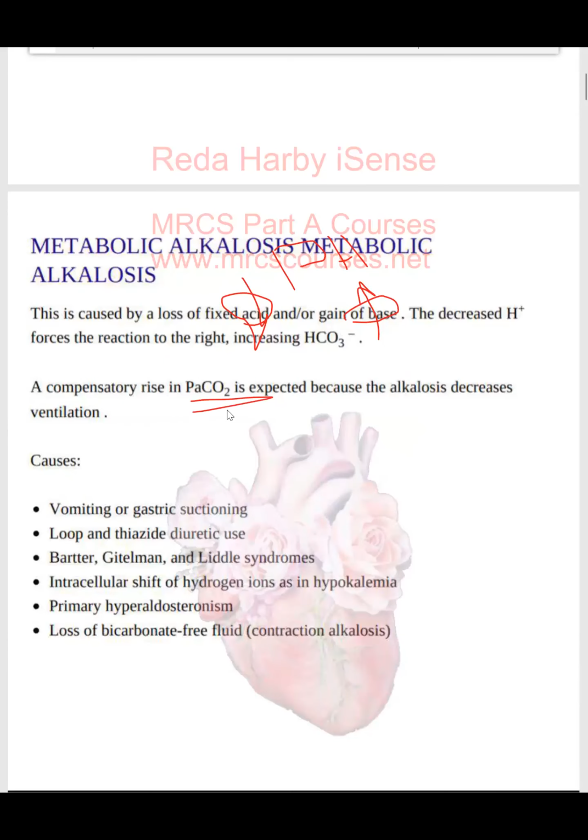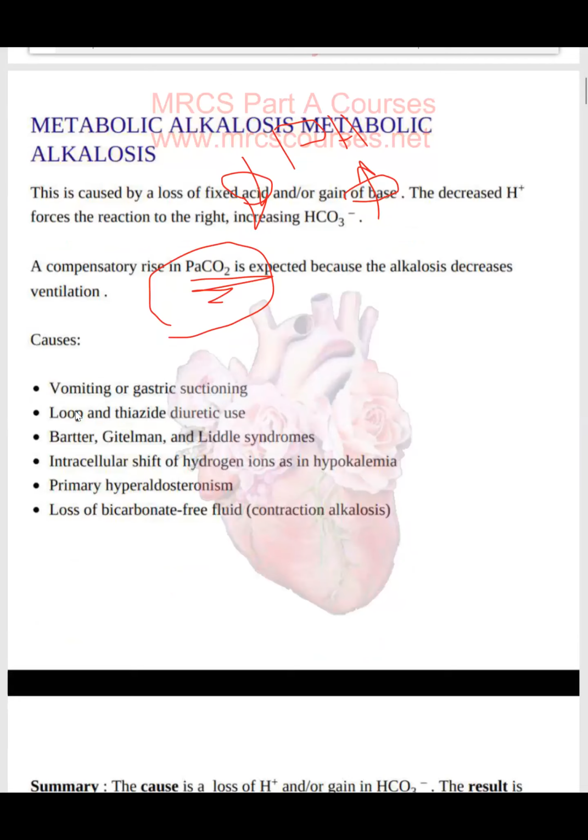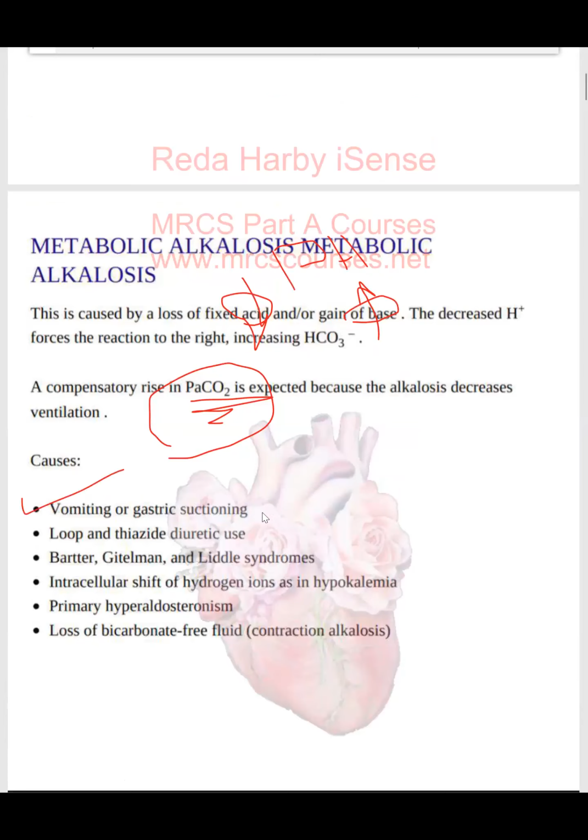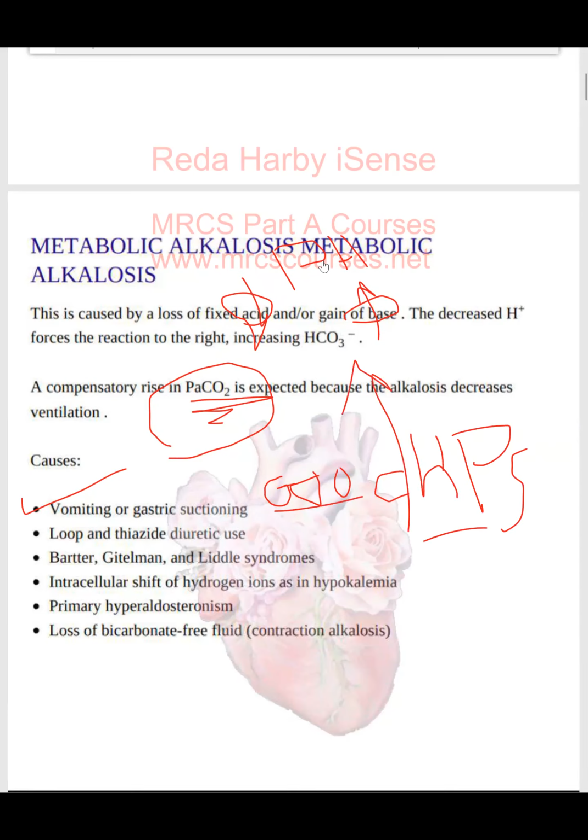A compensatory rise in PaCO2 is expected by hypoventilation, trying to reserve acids to maintain the electrochemical neutrality. Like any cause of loss of HCl, like vomiting, gastric aspiration, and gastric suctioning. Also in gastric outlet obstruction, or congenital hypertrophic pyloric stenosis. So with gastric outlet obstruction, you will lose acids by repeated vomiting. So acids lost, so it is alkalosis, not acidosis, metabolic cause.